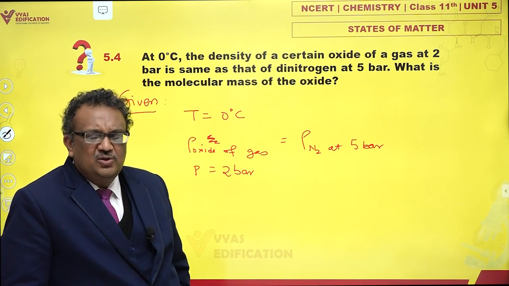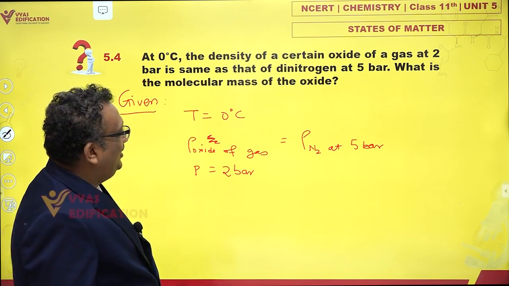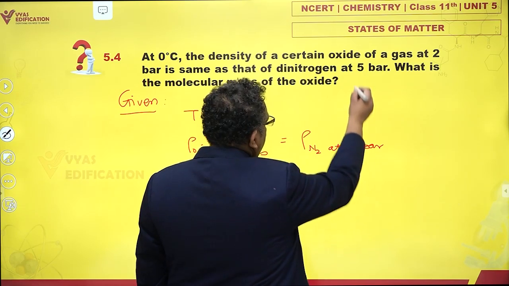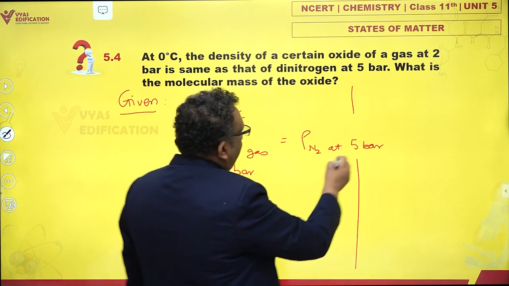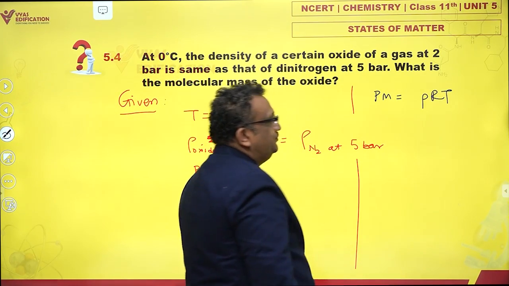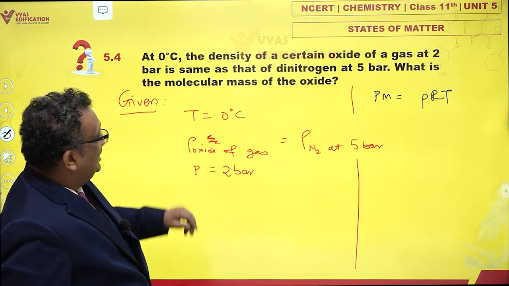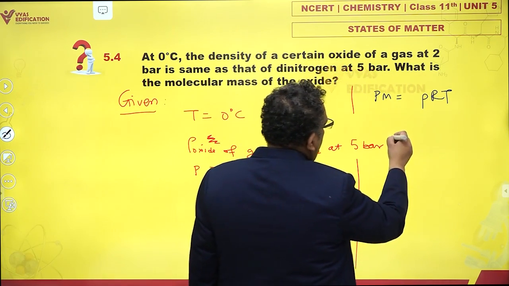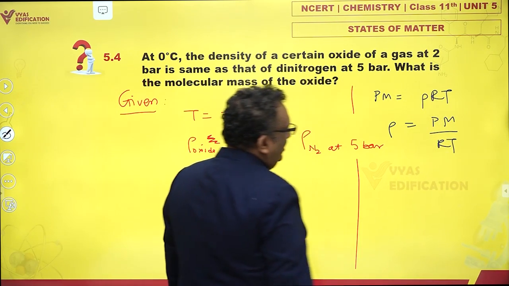How do we solve this? This looks, well, a little different, but then we know one equation. And what is that? We know that PM is equal to rho RT. That means density rho is PM upon RT, right?